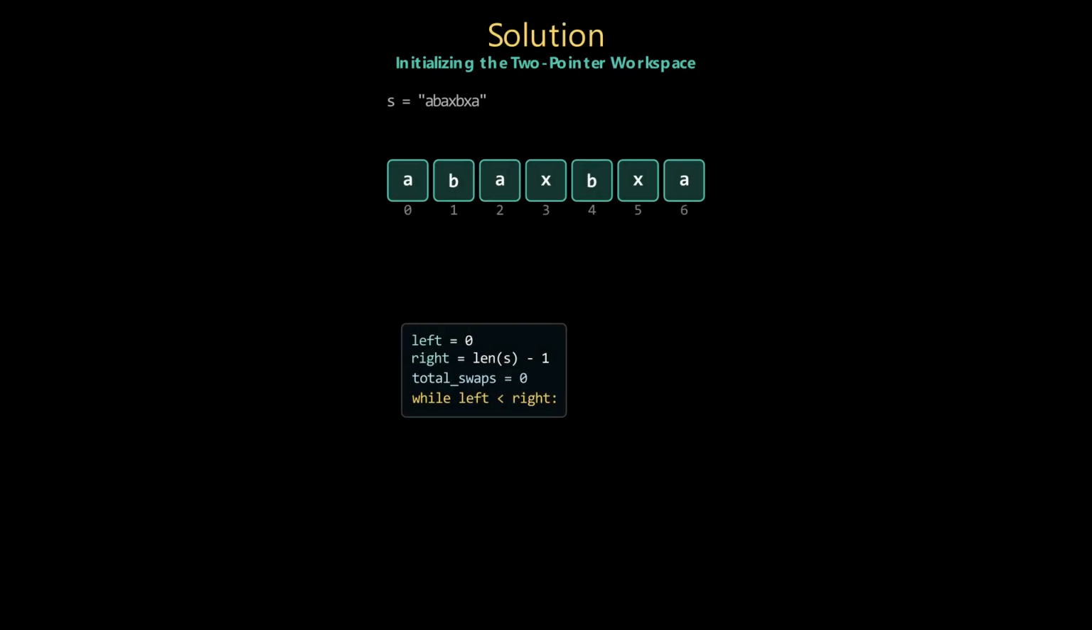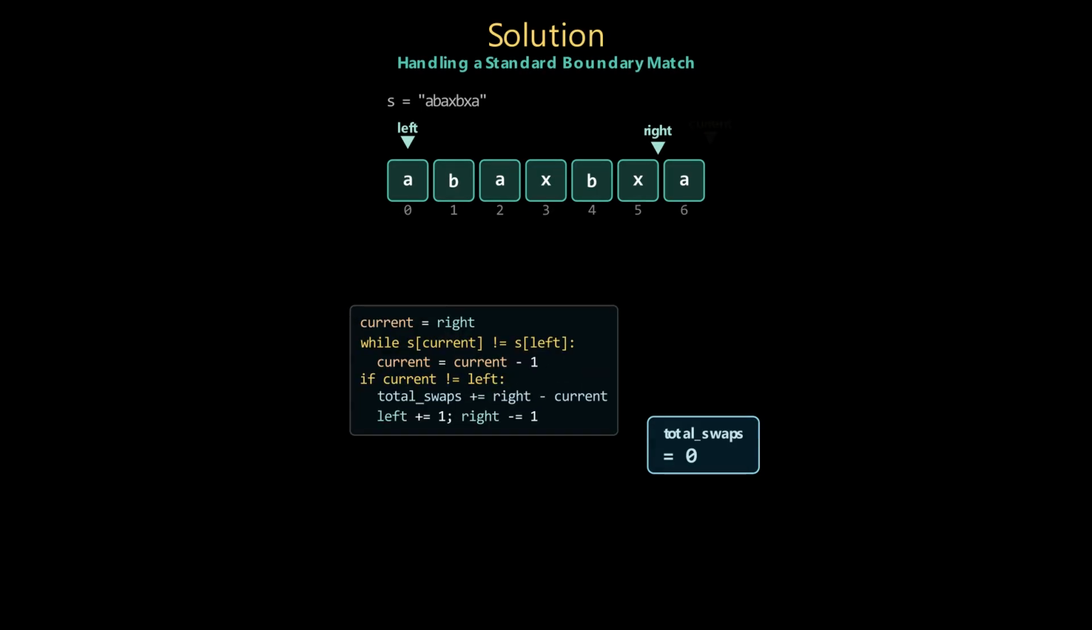We set up our workspace with 2 tracking boundaries. Our left pointer initializes at the very first index, and our right pointer anchors to the final index. We also establish a running counter to track our total swap operations. With our left pointer locked onto A, we look for its rightmost duplicate by scanning backward from our right boundary. We find it immediately at index 6. Since it is already at the boundary edge, 0 swaps are required. We lock these matching edges in place and contract both of our pointer boundaries inward.